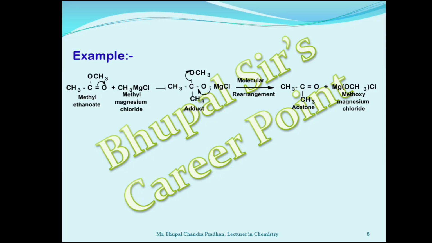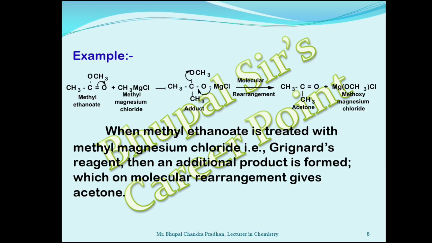Whenever it adds with methyl magnesium chloride, then an adduct is formed, which on molecular rearrangement gives acetone and methoxy magnesium chloride. In statement we have to write down: when methyl ethanoate is treated with methyl magnesium chloride, that is Grignard's reagent, then an addition product is formed, which on molecular rearrangement gives acetone.